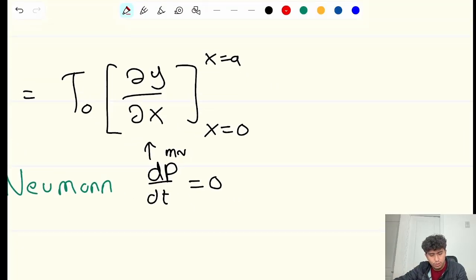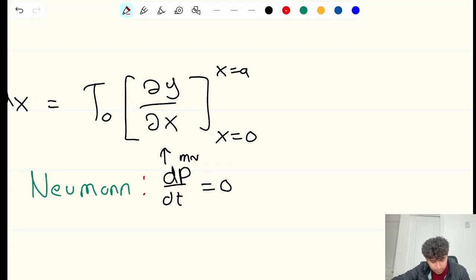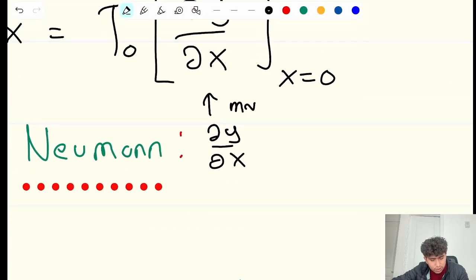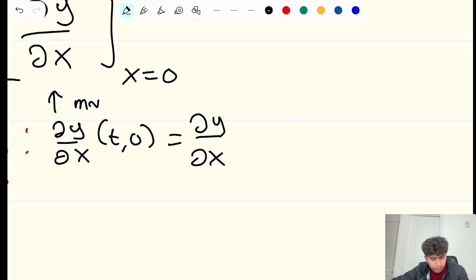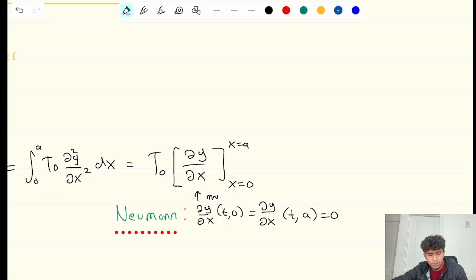For Neumann, this was a condition that we imposed, or more specifically this. I don't know why I wrote this in the notes. Okay, don't trust the notes sometimes. Trust them almost always, but not for now. So at the endpoints, this quantity vanishes. So this was 0. That was okay. So there's vanishing momentum at the endpoints.